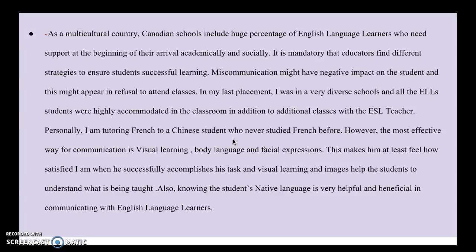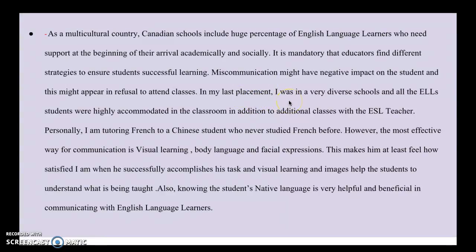As a multicultural country, Canadian schools include a huge percentage of English language learners who need support at the beginning of their arrival, academically and socially. It is mandatory that educators find different strategies to ensure students' successful learning. Miscommunication might have a negative impact on the students, and this might appear in refusal to attend classes.